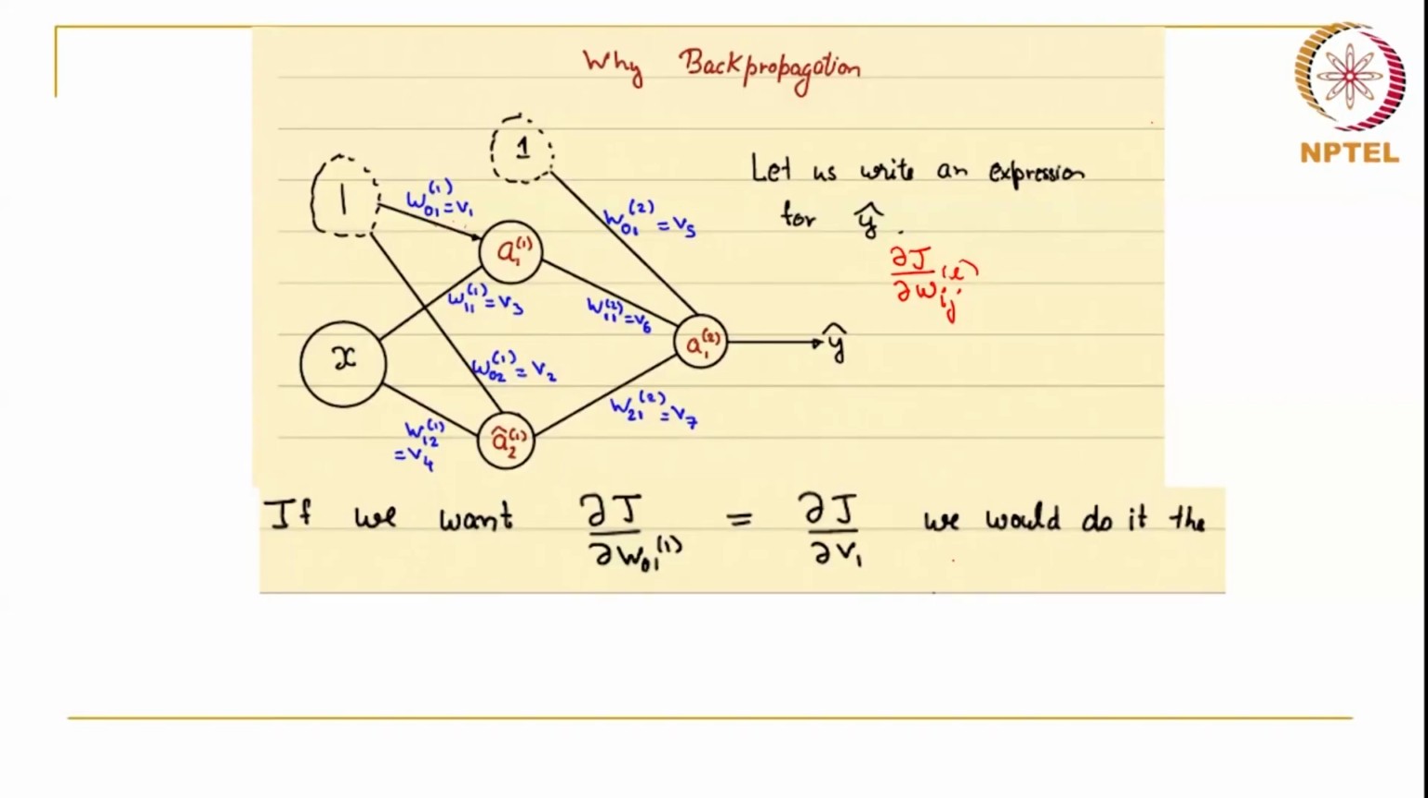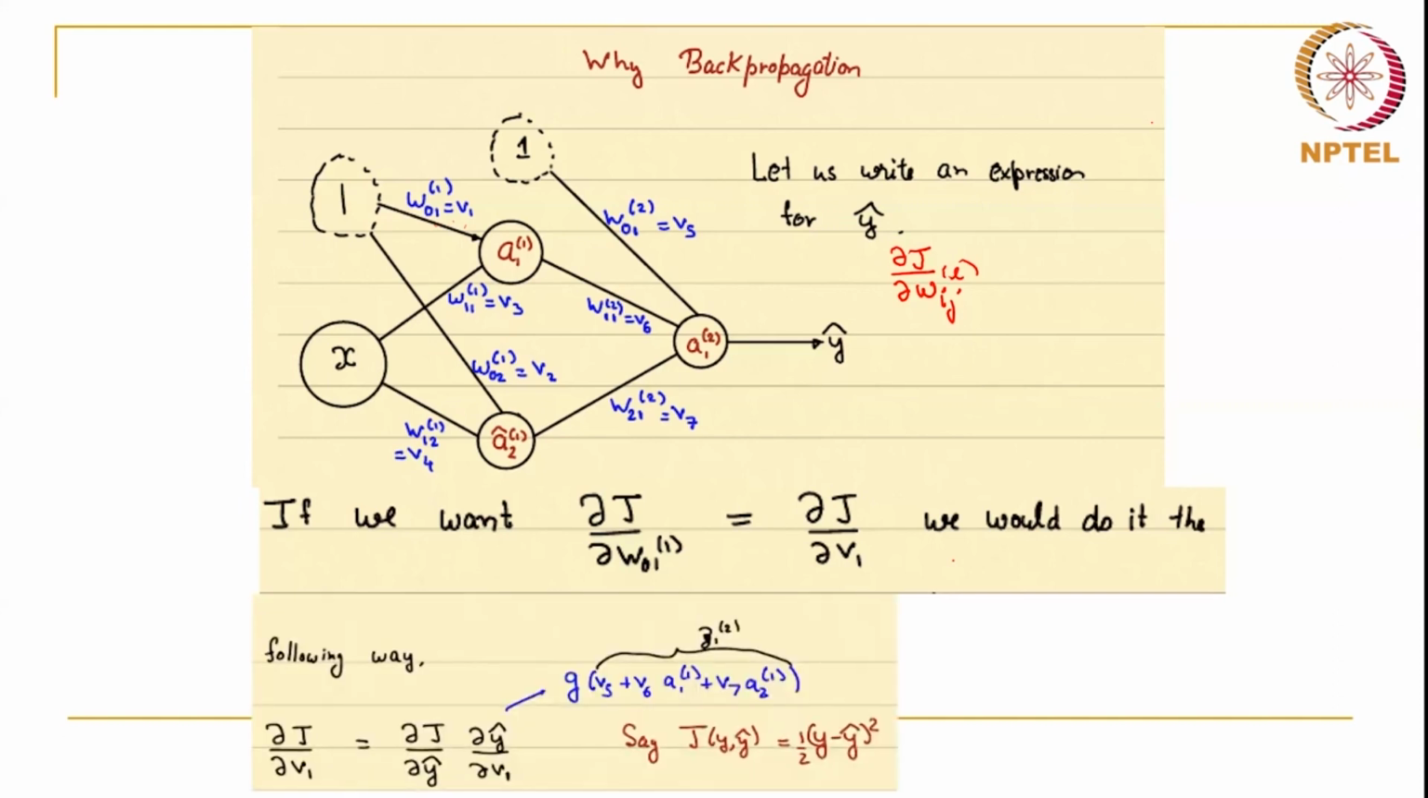Define the cost function. Find the first one. First one meaning... First, we define what is the cost function. So let's say I am telling you the cost function is half of (y minus y hat) squared.